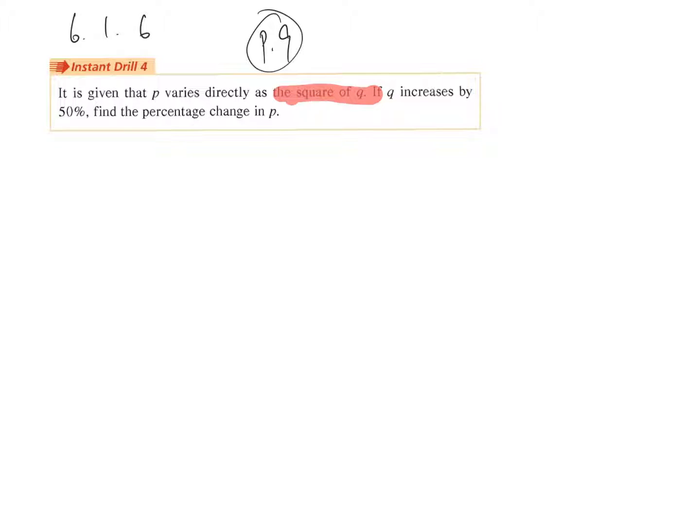The square of Q. Now, if Q increases in value by 50%, find the percentage change in P. We haven't discussed a question like this before, but actually it's not that difficult. Try to follow it step by step. Because P varies directly as the square of Q, that means the equation looks like this. Therefore, P equals K times Q squared, where this K must not be 0.